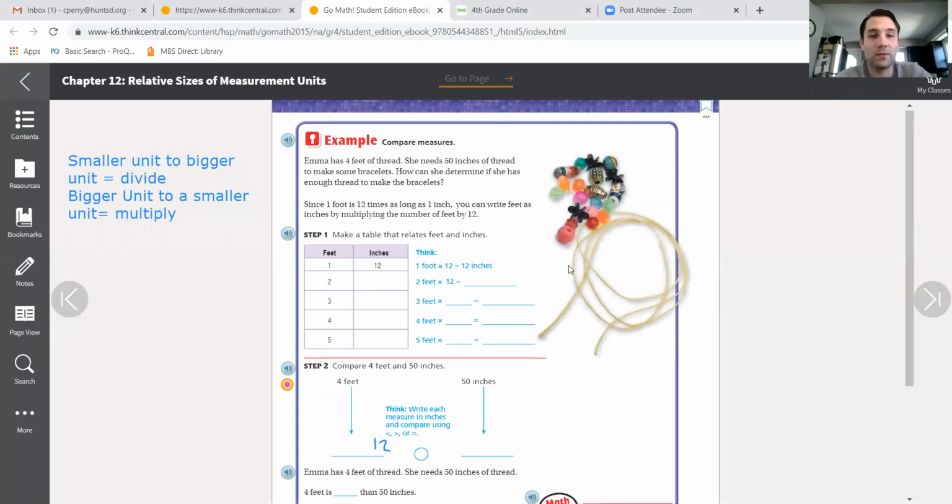All right. Volunteer to read this next example problem. Comparing measurements. Anybody? Lily, go ahead. Wonderful job, Lily. Yeah, great for participating. Emma has 4 feet of thread. She needs 50 inches of thread to make some bracelets. How can she determine if she has enough thread to make the bracelets?